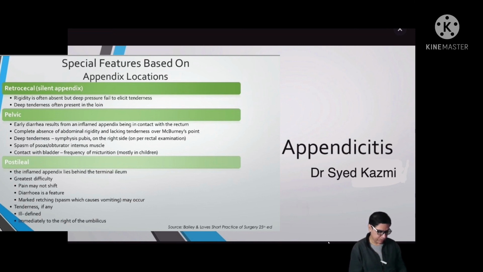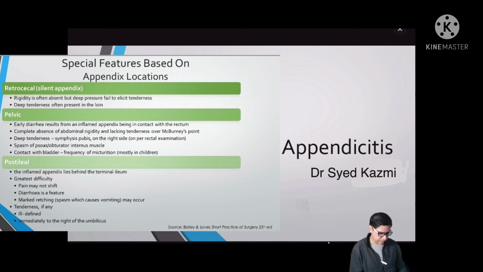But there might be deep tenderness present in the loin. Because it is at the back, you press it, or sometimes what we do is we put one hand at the back of the patient and then we press deeply. That might lead to more pain, and that gives you an idea that the appendix is probably lying posterior in position, so it's probably behind the cecum, what we call retrocecal.